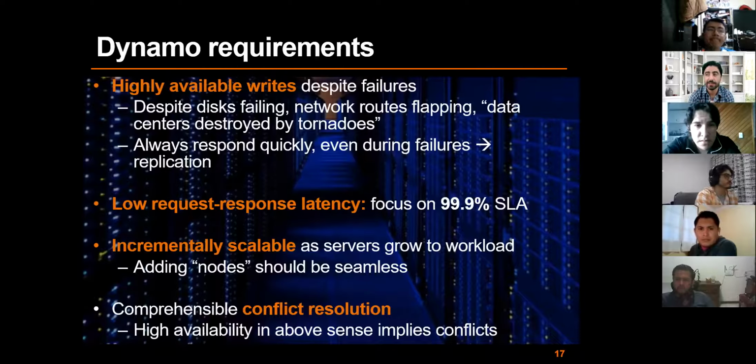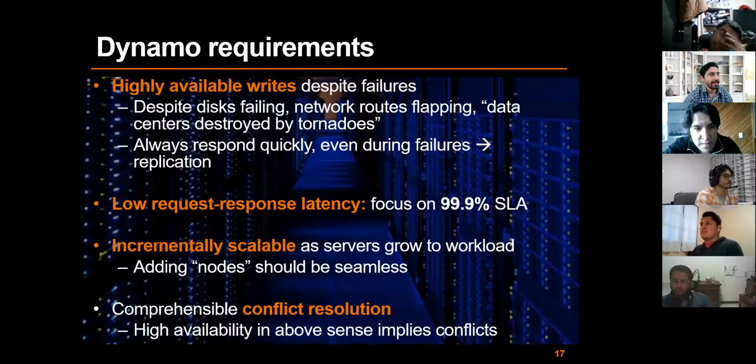We are talking about failures here. There are certain failures and partitioning, but you don't want those to affect your writes. You want customers always able to add products to the shopping cart, despite disks failing, network routes flapping, or data centers destroyed by a tornado. You want to always respond quickly, even during failures. Of course, you do replication, and you want low request response latency, focusing on 99.9% service level agreements.